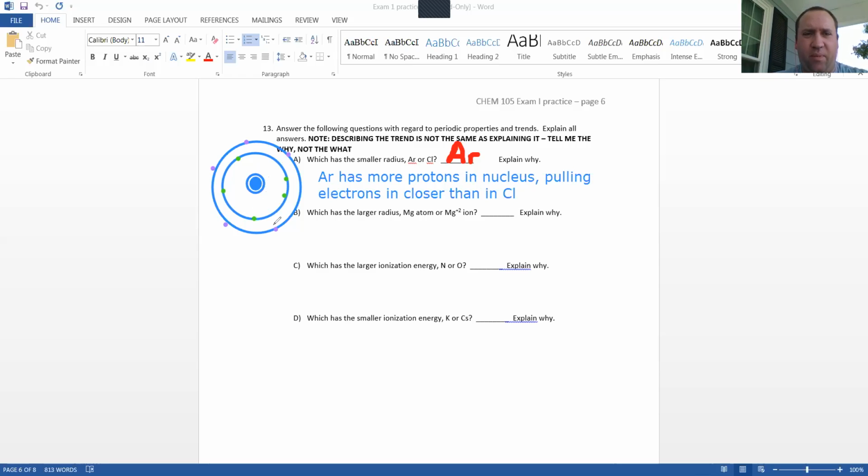So if we're comparing inside the same shell, the same energy level, then the nucleus is what makes the difference. But if we're comparing different energy levels, then it's going to be the energy level that ultimately makes the difference. Okay. Got it.